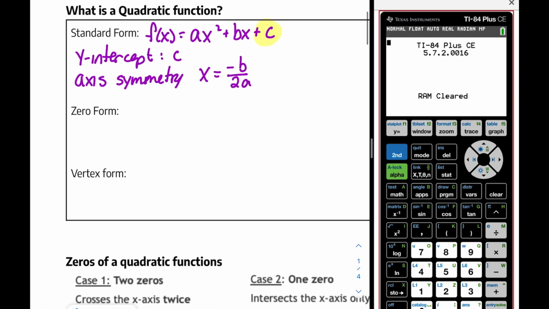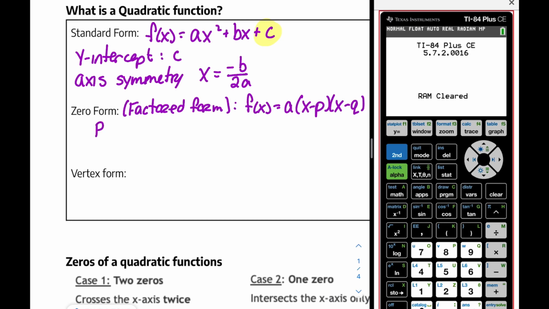Now, another form that we're often going to see is the zero form, or often called the factored form. And this is when we have our zeros. So we have a(x minus p)(x minus q). In this situation, p and q represent the zeros of our function, or the x-intercepts.